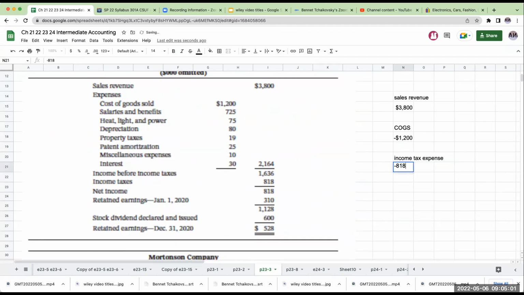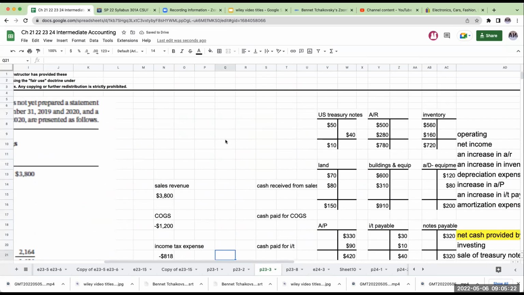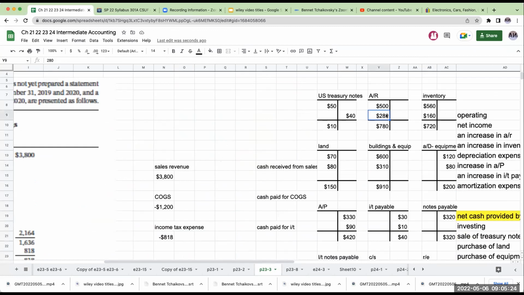And this was negative 818. What I'm going to try to do is convert each of these into cash received from sales, cash paid for COGS, and then cash paid for income taxes. So if it is a debit that I had to do to balance in the T account, I'm going to make it a negative amount. So AR, my cash received from sales is going to be 3520.